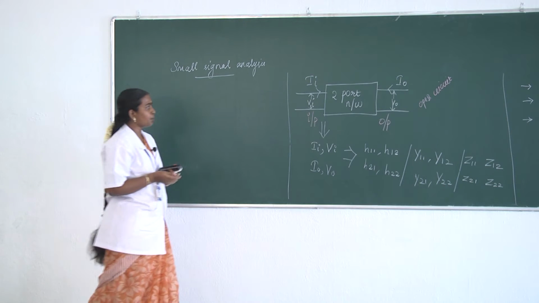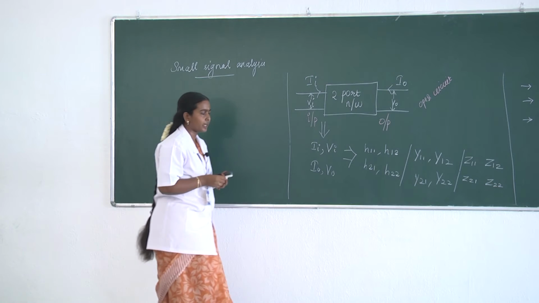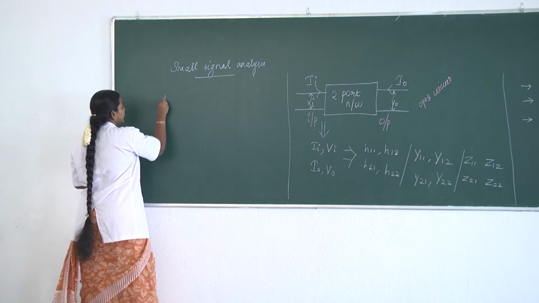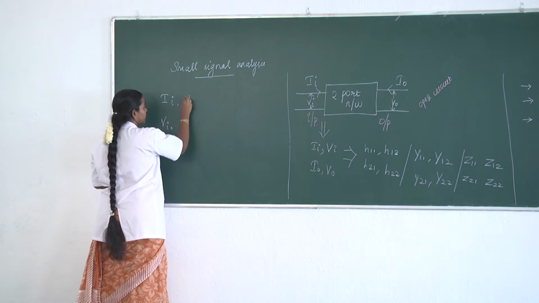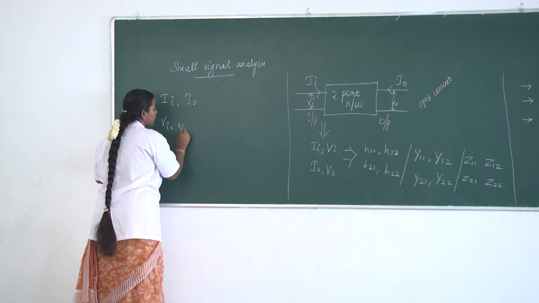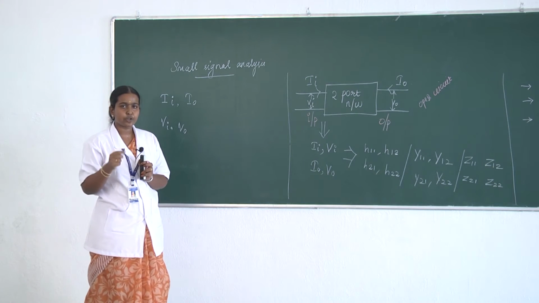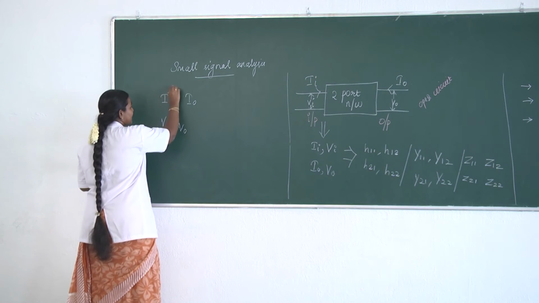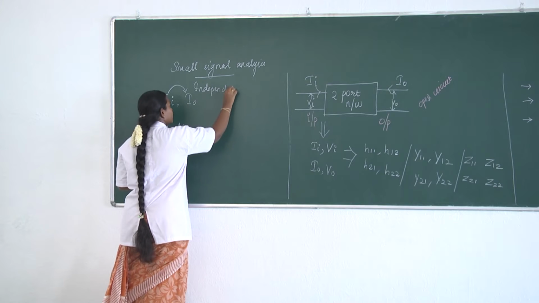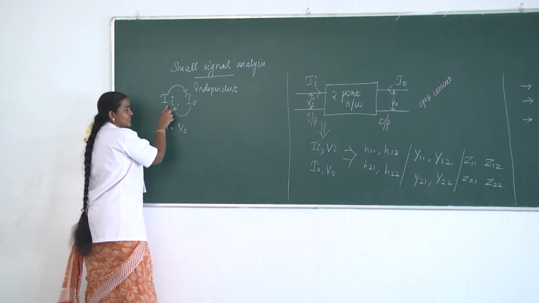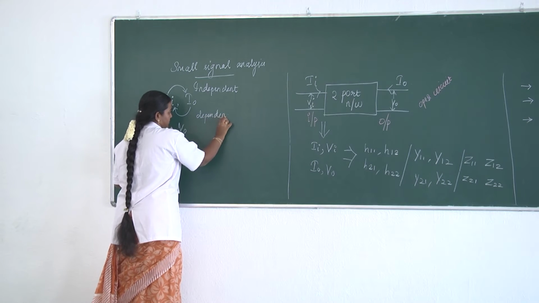From this two-port network, now we are going to write the dependency equations. So first we can write what are the inputs available, that is Ii and Vi, and I0 and V0 are the outputs available. We all know that a transistor is a current control device. So we can say that Ii is an independent term. If Ii is independent, then I0 is automatically a dependent term on the input current.